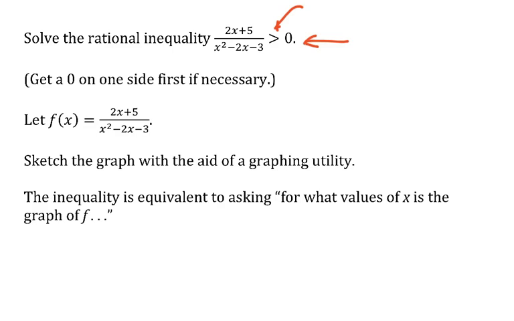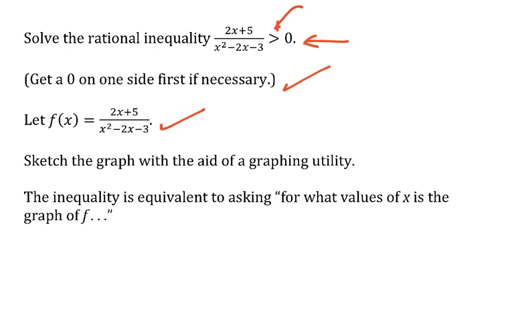So for the technique that I want to show you, the first thing that's important is that you have to get a 0 on one side first if you don't already have that. We're not going to do one where you don't have a 0 on one side. We're going to kind of keep it simple. Once you have a 0 on one side, define the non-zero side to be f of x. And you're going to sketch the graph of that function with the aid of a graphing utility.